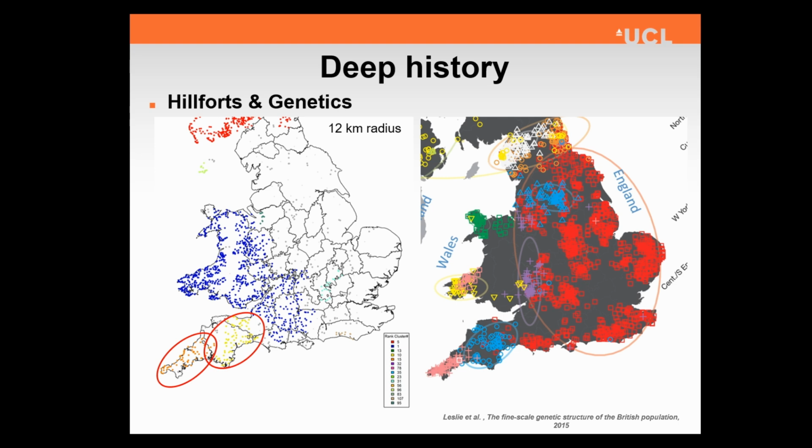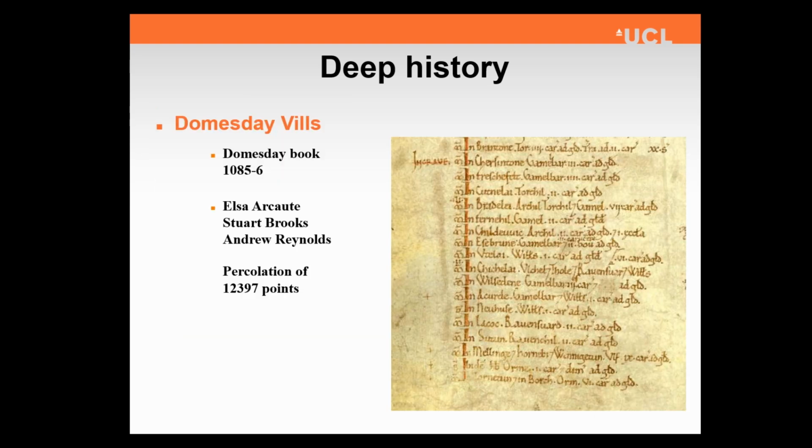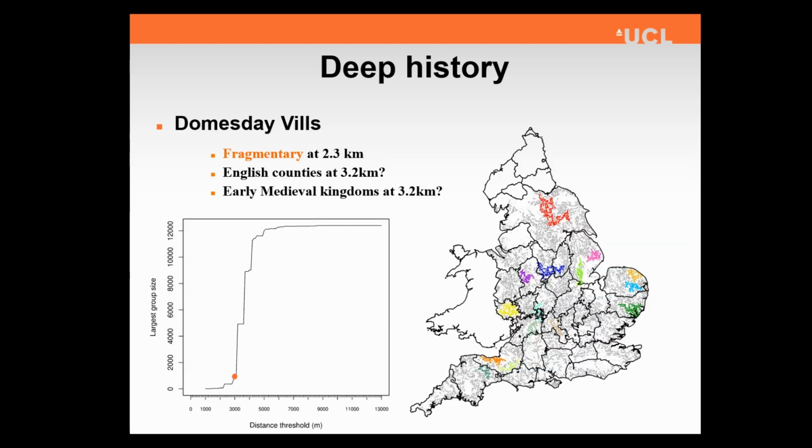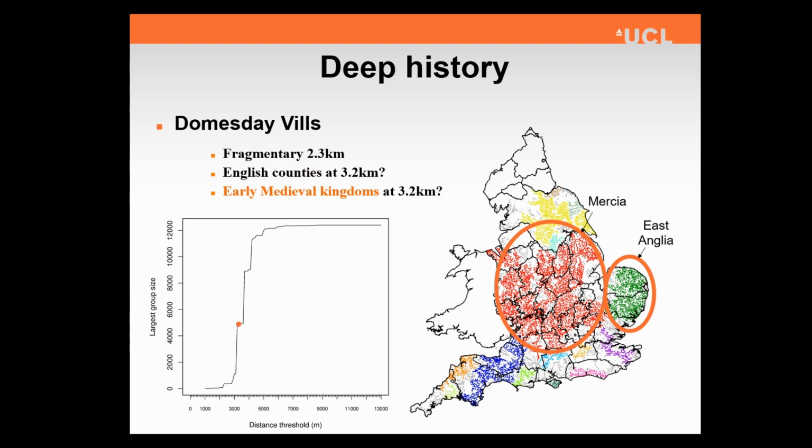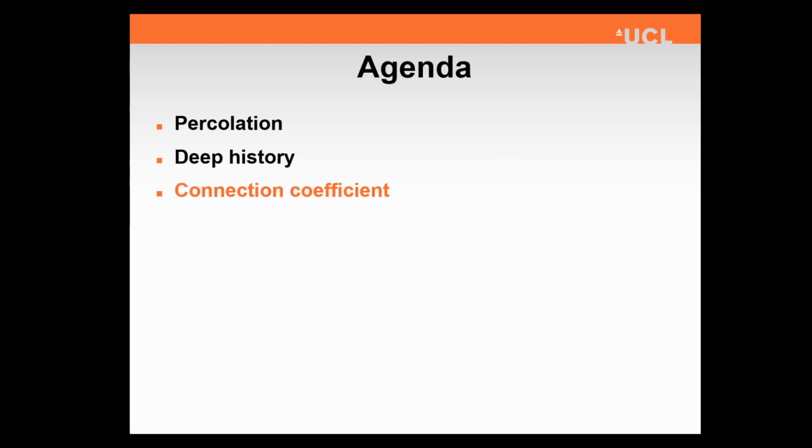out for more investigation. So looking at Domesday Vills, we've got a much bigger data set here, nearly 13,000 points. Because they're much denser, we're looking at a much more fine-grained clustering, so we're going in 0.1 kilometre increments. Nothing much seems to have happened at 2.3. But if we go to 3.2 kilometres, then we're definitely picking out clusters that match county boundaries. And interestingly, we're also seeing a reflection of early medieval kingdoms. So again, our clustering is picking out things for interesting investigation.